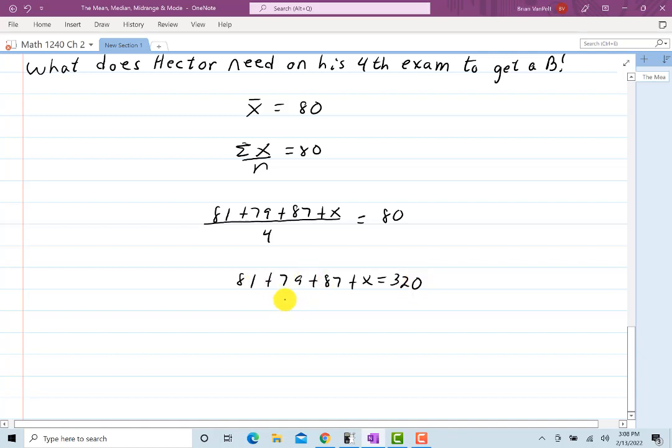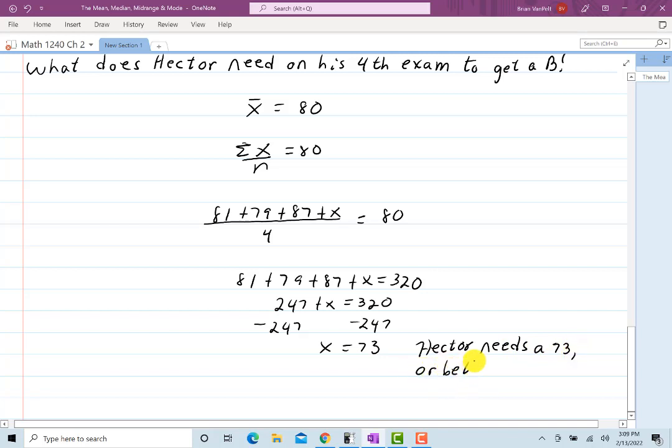I'll add those numbers up. We get 247 plus x equals 320. I'll subtract the 247 from both sides, and it looks like x is equal to 73. So Hector needs a 73. He needs a 73 or better.